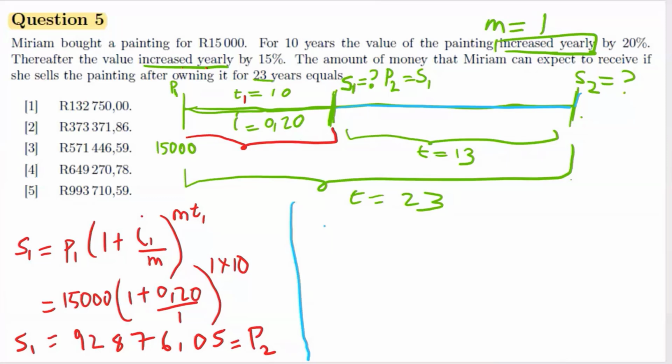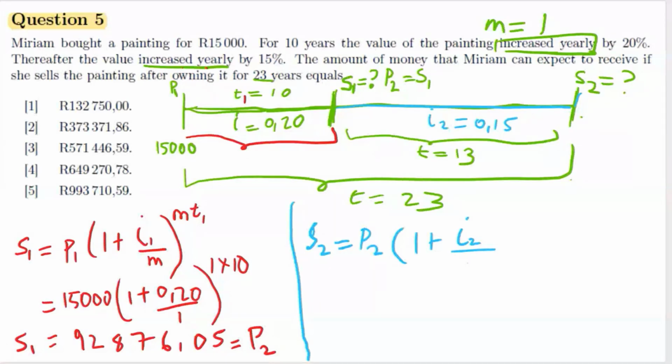You're going to have your S2 equal to, in this case, starting from here, your P2 into 1 plus your I. You've got your I here. During this period, you are told that this thing has increased yearly by 15%. So now your I2 is equal to 0.15. So you're going to have your I2 divided by your M. Your M is similar, so you've got your M, and then you've got your MT2.